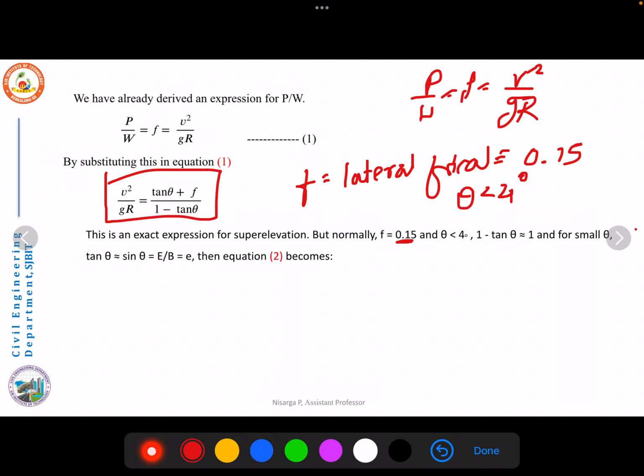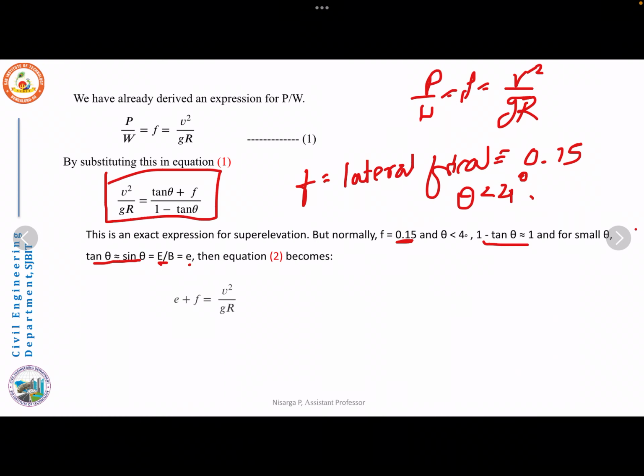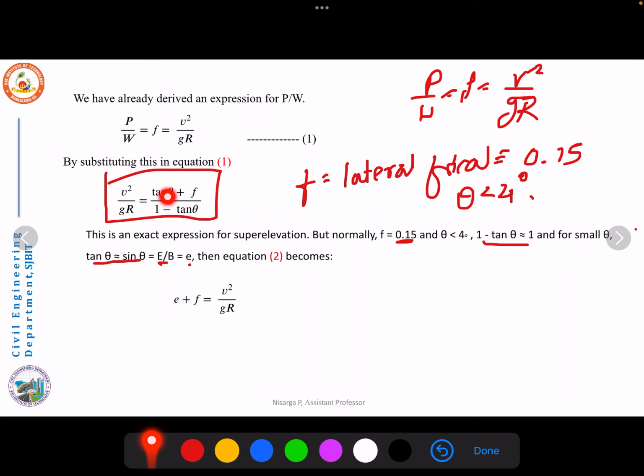So by substituting this value, 1 minus tan theta will be approximately equal to 1, and for small angle theta, tan theta will become sin theta, that is E by B. We can consider this as the super elevation E. So substituting all these, the value of F as 0.15, 1 minus tan theta equal to 1, and E by B equal to E. At small angles tan theta is approximately equal to sin theta, so in place of tan theta we replace it with E.